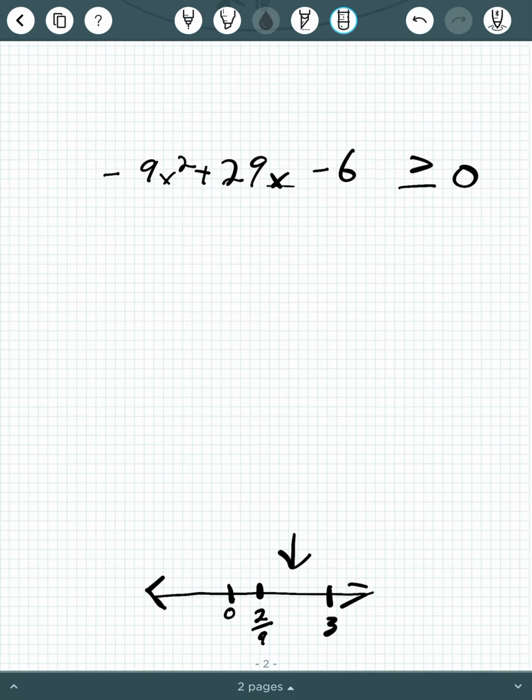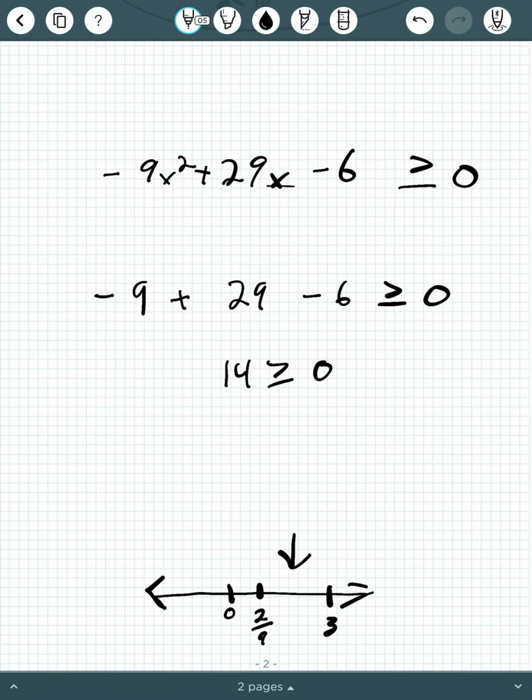We're down to just that one region where our solutions could be. Let's pick a value in there. Let's pick 1 since it's in between there and will be relatively easy. So negative 9 times 1 squared is actually just negative 9 times 1 plus 29 times 1, which is 29, minus 6 is greater than or equal to 0. Well, this certainly looks like it's going to be positive. When we combine like terms, you should see 14 is greater than or equal to 0.